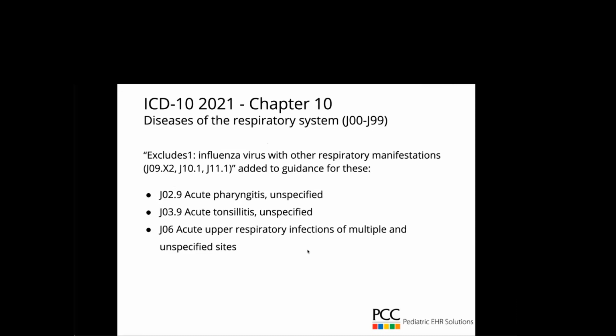When we talk about coding for diseases and excluding the symptoms from those, these make sense. So if you're looking at a patient that is positive for influenza virus with other respiratory manifestations, these codes, acute pharyngitis, acute tonsillitis, acute respiratory infections of multiple and unspecified sites, are mutually exclusive with that. If you've got flu with respiratory manifestations, it stands to reason you wouldn't also code the symptoms of those manifestations.